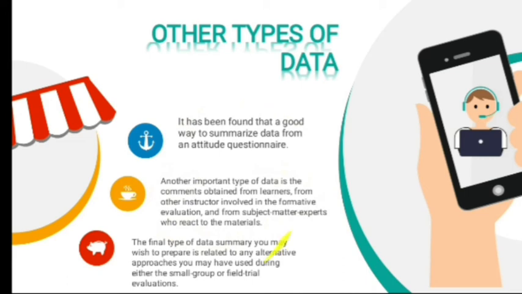And the final type of data summary you may wish to prepare is related to any alternative approaches you may have used during either the small group or field trial evaluations. This data may be performance on specific test items, responses on attitude questionnaires, or even indications of total learning times.